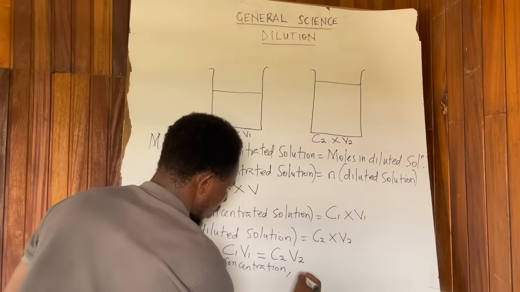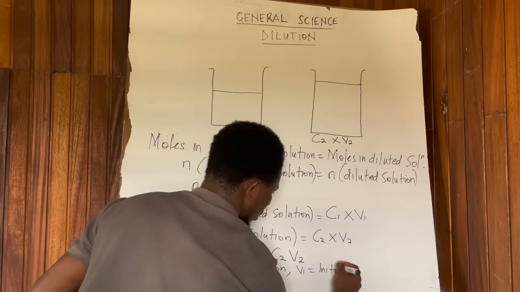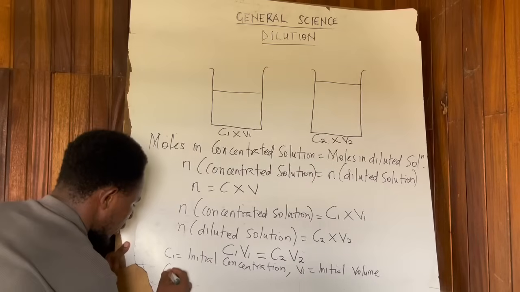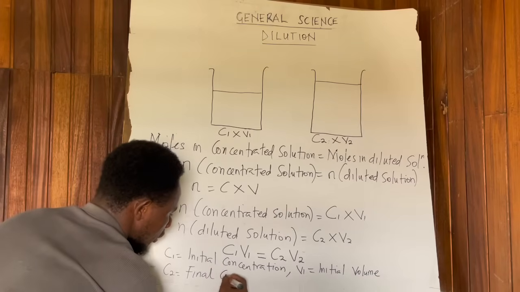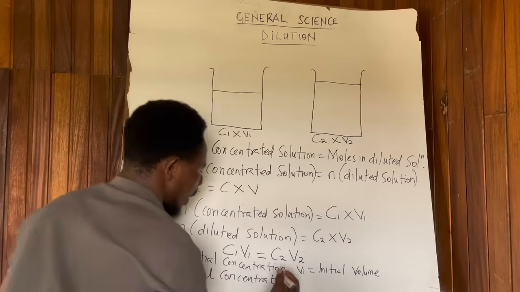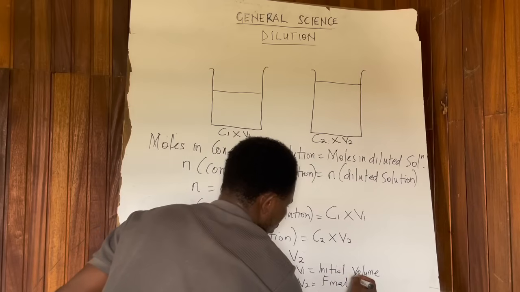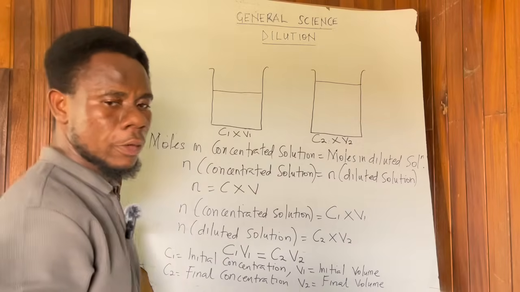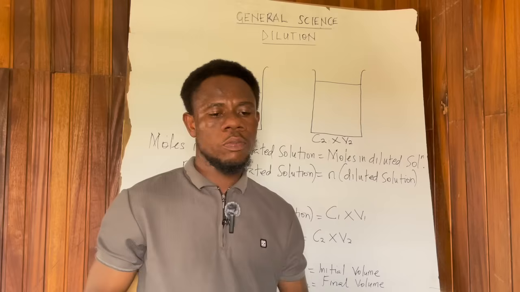Then our V1 is equal to initial volume. At the same time, our C2 will be equal to final concentration. Then V2 will also be final volume. Final volume for this whole process.